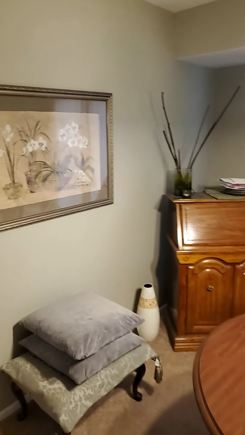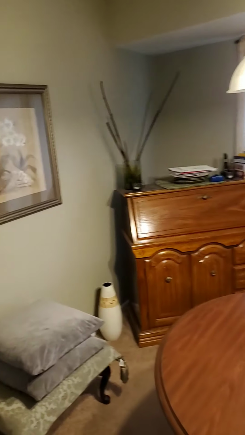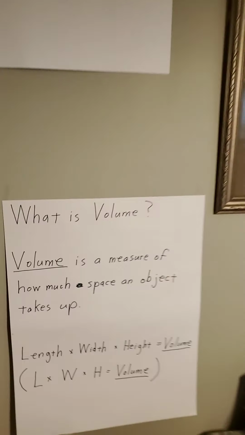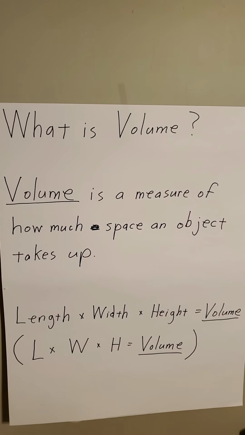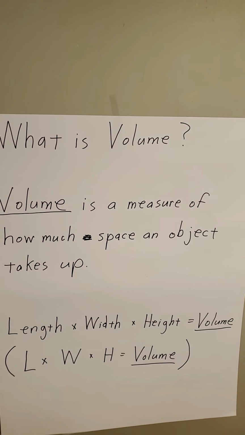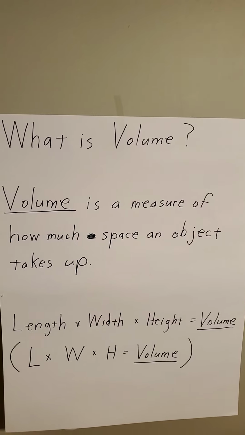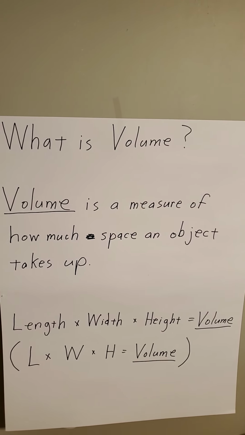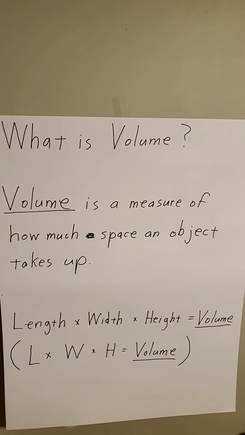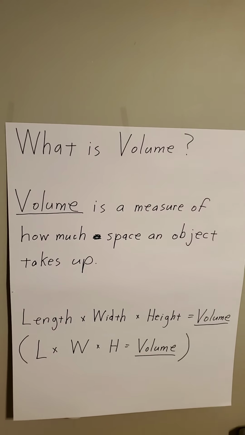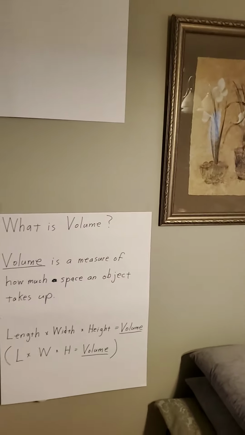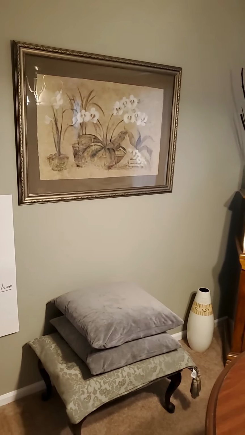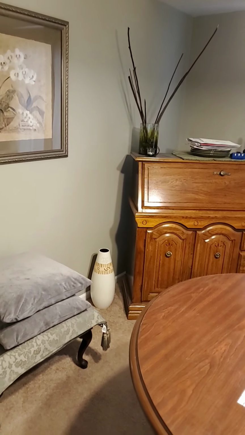Last week we learned about volume. And once again, what is volume? So let me put it back on here. Volume is a measure of how much space an object takes up. The formula for the volume is the length times the width times the height, and that equals the volume. So today, we are going to continue with volume. And while we continue with volume, we're going to do another activity.